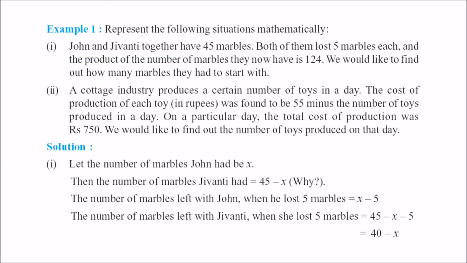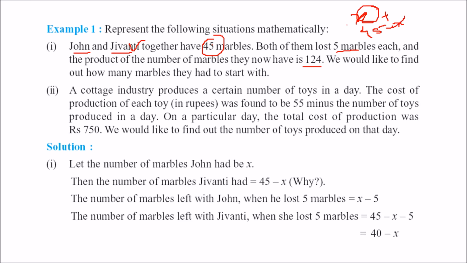We'll take some examples. We need to represent these situations mathematically. John and Jivanti had 45 marbles, and both of them lost 5 marbles each. The product of the number of marbles they have now is 124. So if John has, say, x marbles, Jivanti would have 45 minus x, because the total has to be 45. If you add them, you'll get 45.